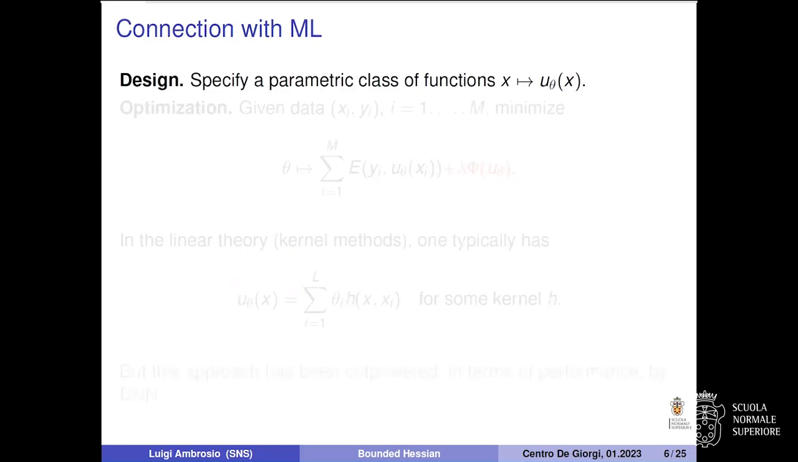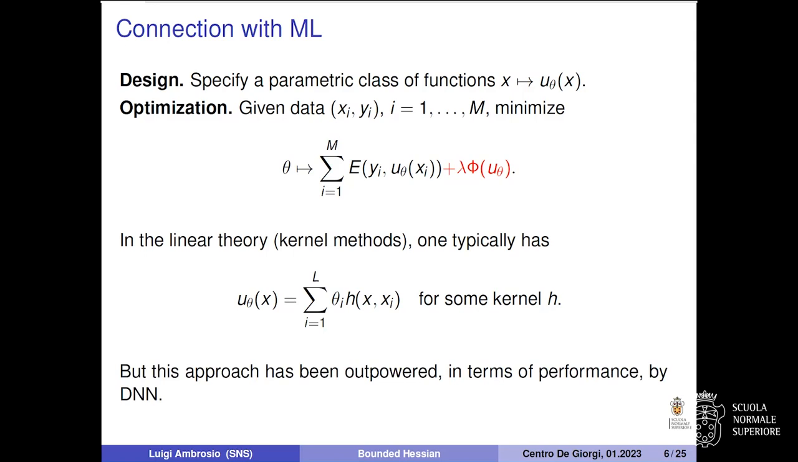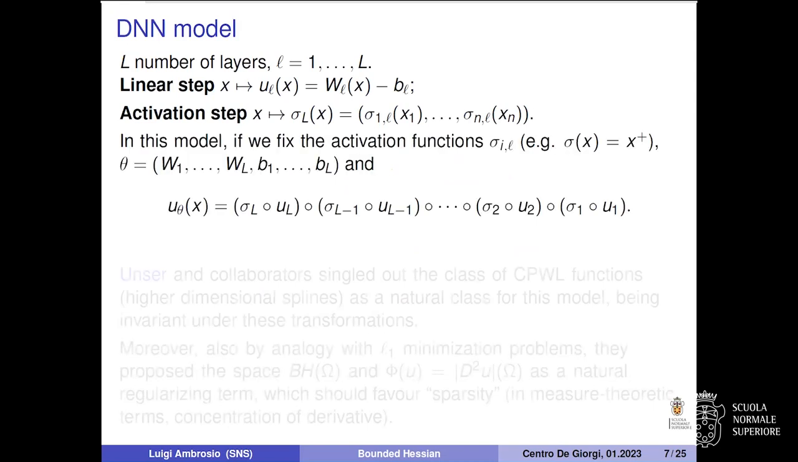Okay, what is the connection with machine learning? I think here I can run because many of you are experts. In the linear theory, one tries to represent the parametric class of functions given by a linear behavior with respect to theta, but now we know that this model is much less performant than deep neural networks. Instead, in deep neural networks, there is this iterated application of a linear transformation, which here is denoted by W1, ..., WL, and also by B1, ..., BL. So these are some shift terms, and also a nonlinearity, which typically is the positive part, right?